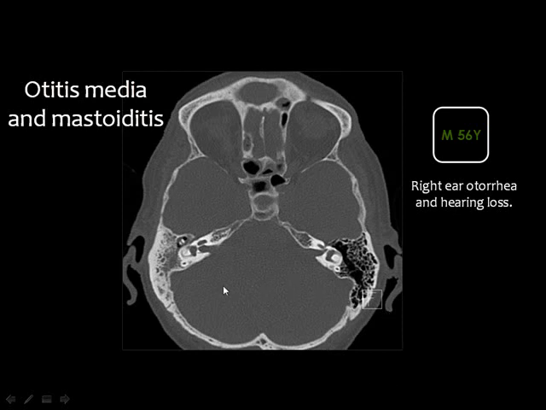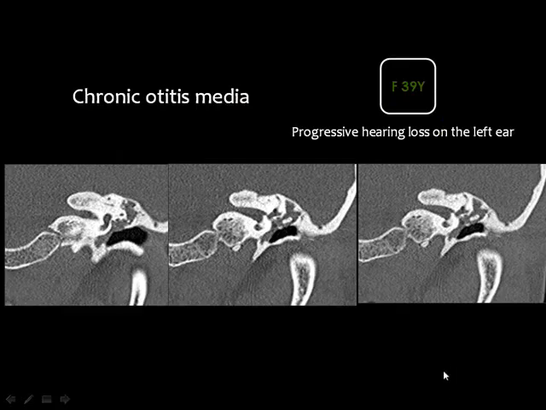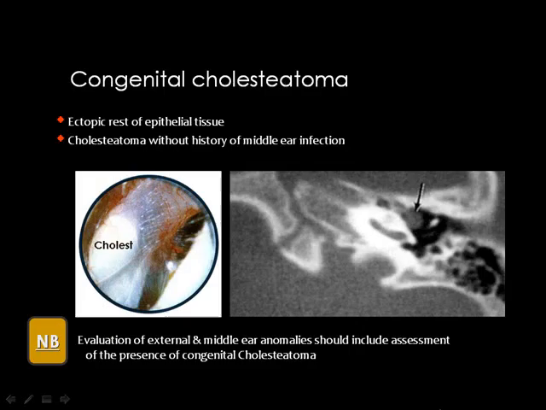Another example of middle ear infection, and you can see opacification of the mastoid antrum as well as the mastoid air cells compared to the normal finding on the left side. Another case of chronic otitis media, and you can see total opacification of the middle ear cavity in the coronal image. The tegmen tympani is intact, the ossicles are also intact.